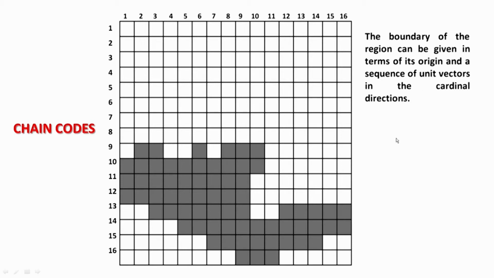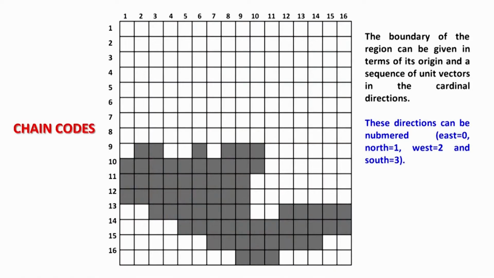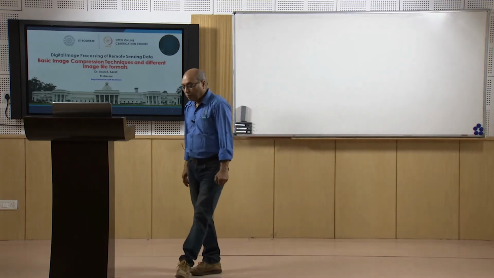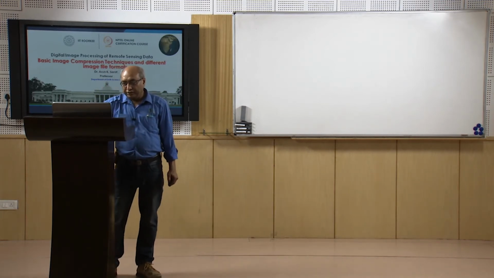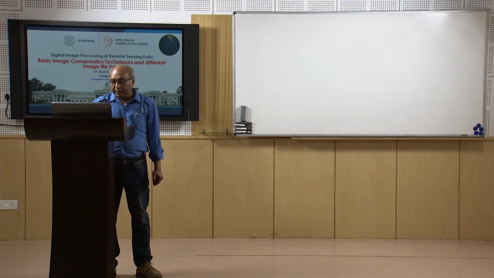The boundary of a region can be given in terms of its origin and a sequence of unit vectors in the cardinal directions. Cardinal directions mean north, south, east, west, and we can give these directions codes. In this example, going anti-clockwise, we give east 0, north 1, west 2 and south 3. These are just simple codes; while writing a program one can change these codes, there is no problem. But for our understanding, anti-clockwise starting from east, the values 0 to 3 are coded. In this example we start at row 10.